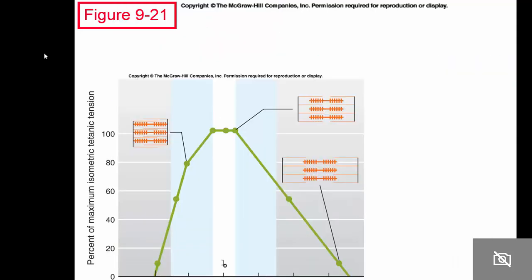Okay, so this is really, really important because what does this tell you about? This 100% is called the resting length, and this resting length in skeletal muscle is also the same as optimal length. Now, the reason I'm telling you that is very, very important because when we get to the heart and we get to smooth muscle, the resting length and optimal length are not the same.